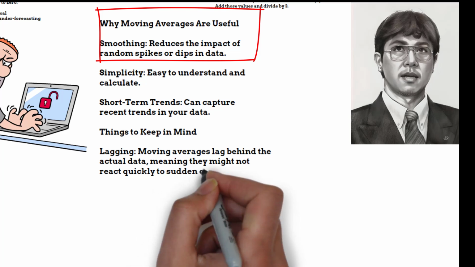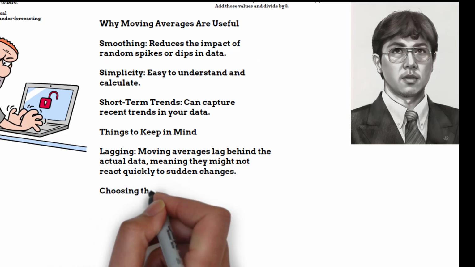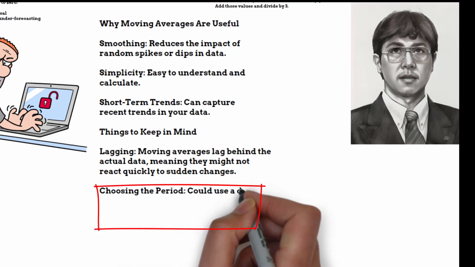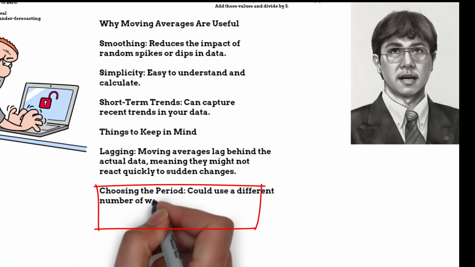Why moving averages are useful. Smoothing: reduces the impact of random spikes or dips in your data. Simplicity: easy to understand and calculate. Short-term trends: can capture recent trends in your data.